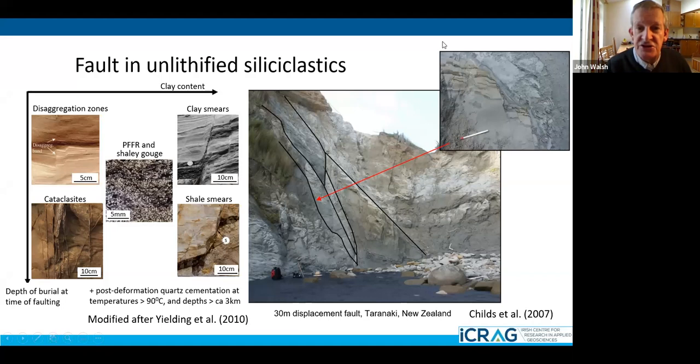And so this is a blow up here of an example just down here. And you can see it's gorgeous, lovely. Look at that, down the fault.